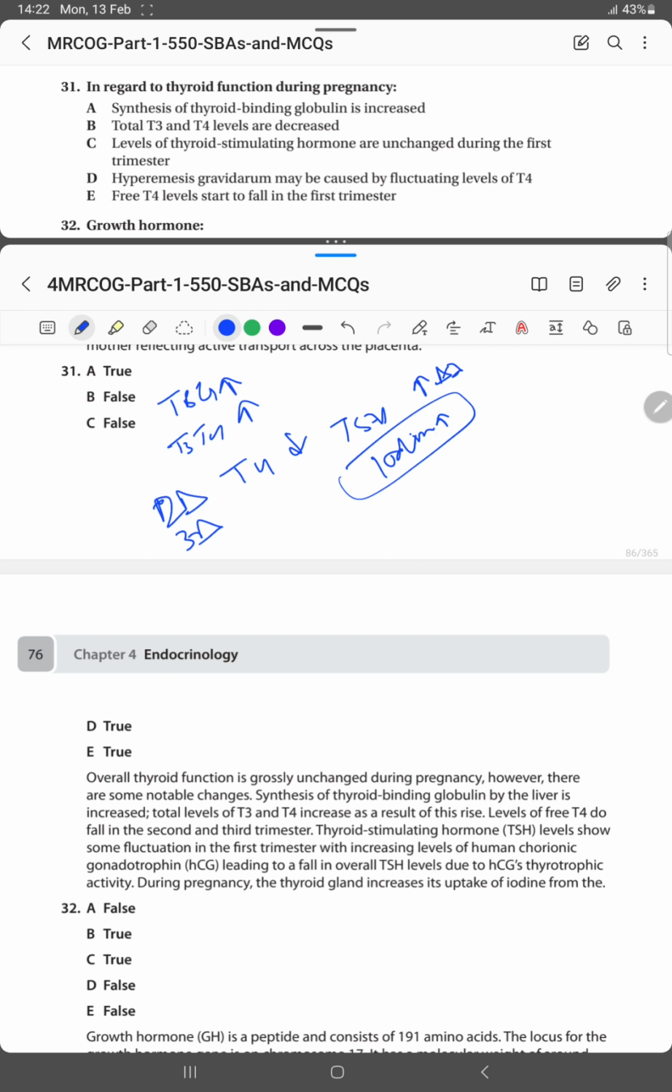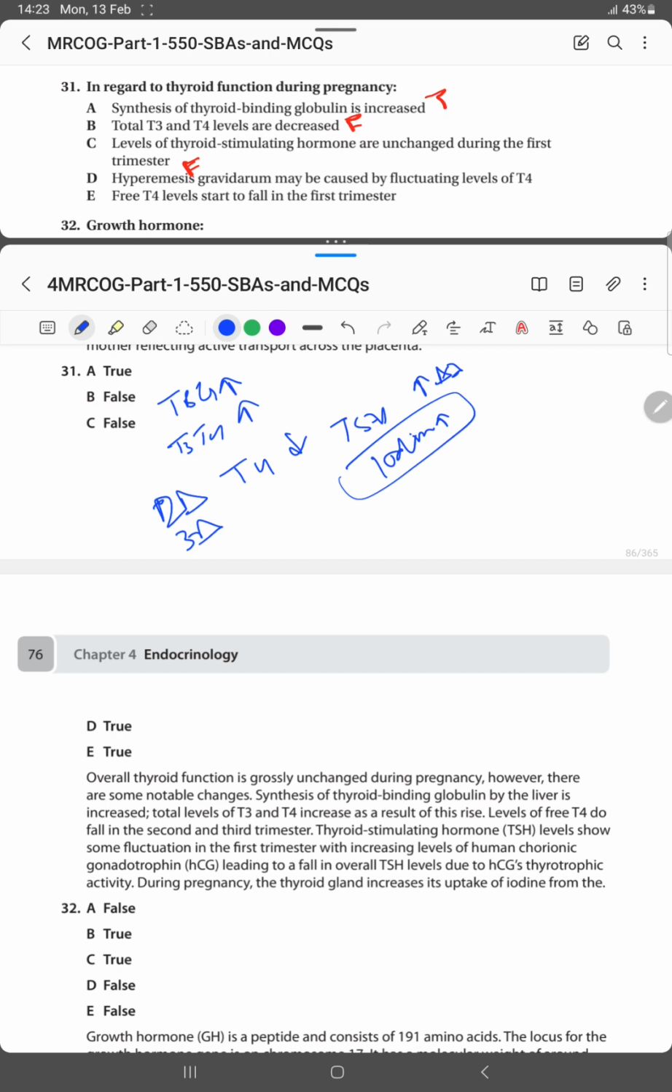Now let's move to our options. Option number 1 is the synthesis of thyroid binding globulin is increased. Yes, that option is true. And the total T3 and T4 are decreased. No, that is false, they are going to increase. And the levels of thyroid stimulating hormone are unchanged during the first trimester. Yeah, that is again false, because of the beta HCG these levels are also going to increase.